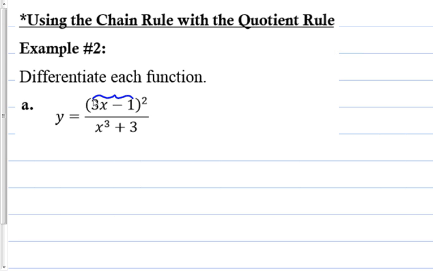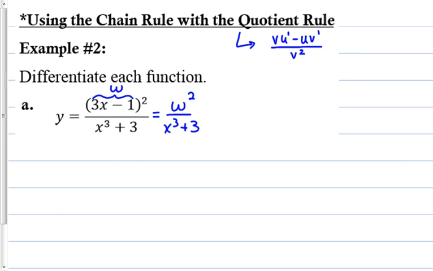But since I know I'm going to do a quotient rule, first of all, let me refresh you. Quotient rule is v times u prime minus u times v prime, so low d high minus high d low, divided by low times low, so v squared. Now we're used to using u's and v's, so I'm going to call this w so that we can keep our u's and v's separate. So what I have is w squared over x cubed plus 3.